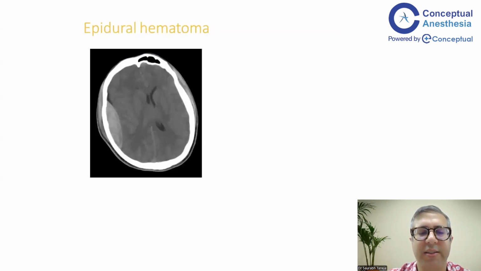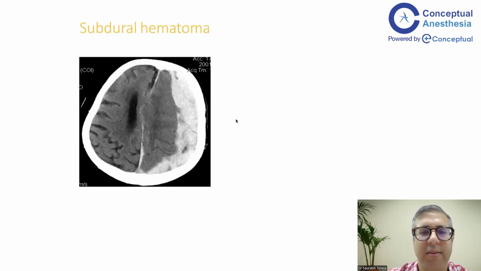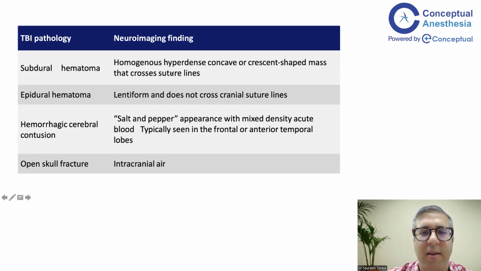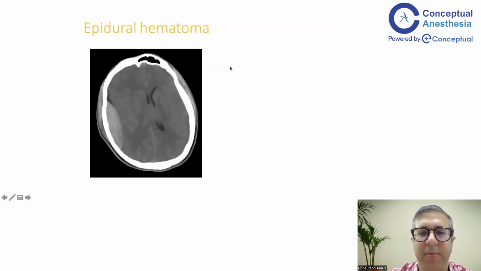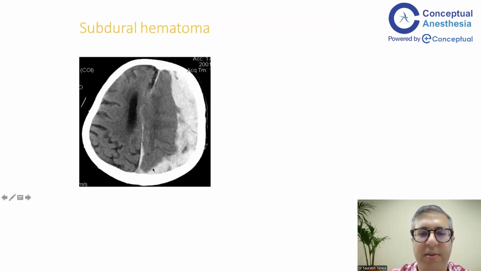So this is an EDH. As you can see, this is lentiform, and it does not cross the suture line. And this one crosses the suture line. This is concave or crescent shaped. Crescent shaped SDH crosses the suture line, as I told you.